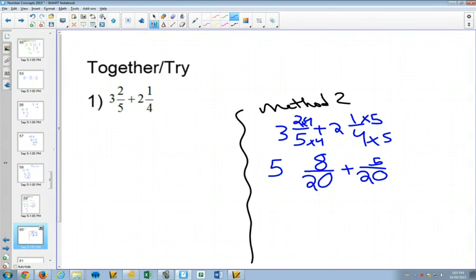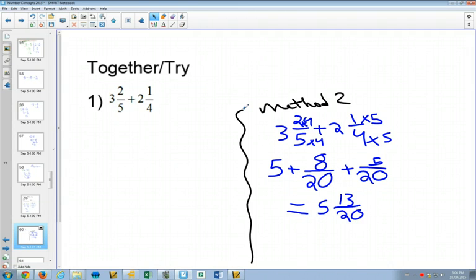Then you add them together. And you put a plus sign in there too. And that equals 5 and 13 over 20. Excellent.